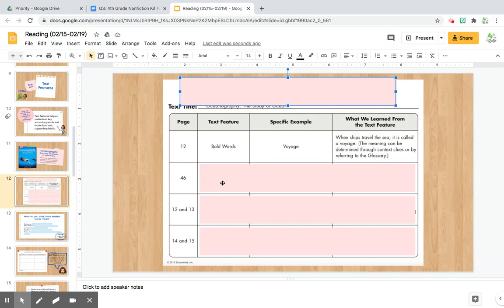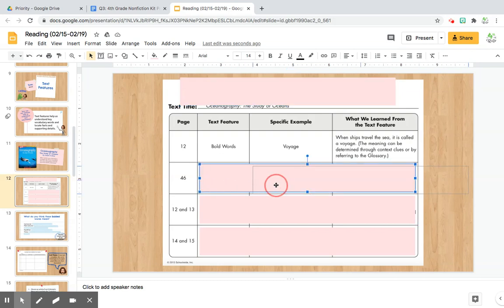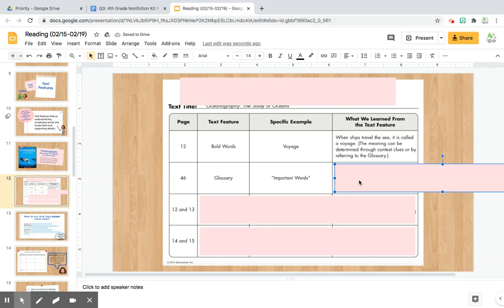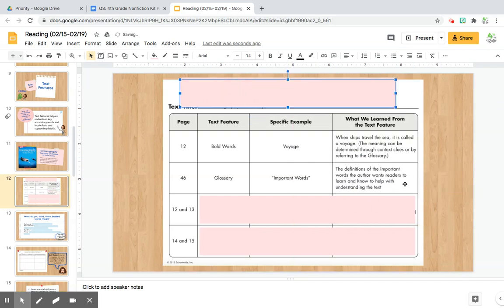Now, let's take a look at another feature on page 46. On page 46, we have an example of what we call a glossary. And it even says important words up at the top. We already know that a glossary is filled with words that the author really wants us to know and that are important to understanding the information in the text. It's kind of like, and I've said this before, a mini dictionary, especially for this text. So when I look at the specific example, I can already see at the very top of that glossary, it says important words. So what does that tell me? What do we learn again? We know that these definitions are things our author really wants us to know.